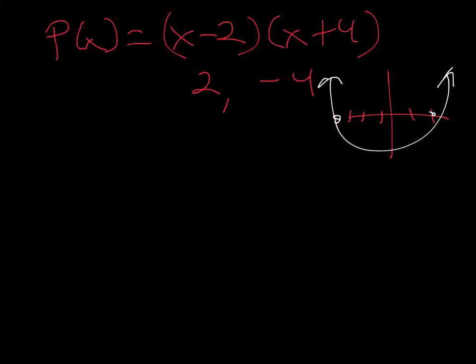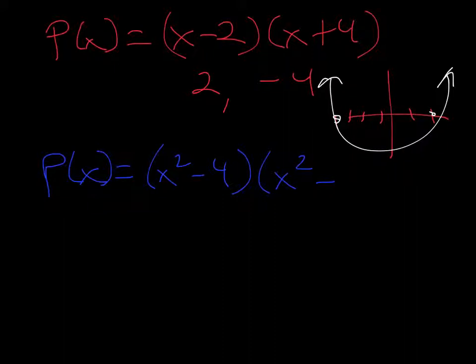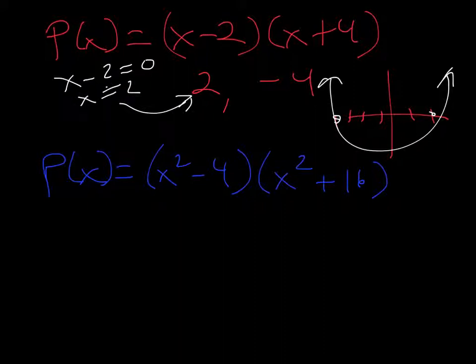But what if we gave you something that looked like this? What if I said p of x equals (x squared minus 4)(x squared plus 16). So now I want to know what my zeros are. Well, what we're doing when we find the zeros here is we're setting this equal to 0, right? For x minus 2 equals 0, we add 2 to both sides, so we get x equals 2, and that's how we came up with that 2 right there, right?